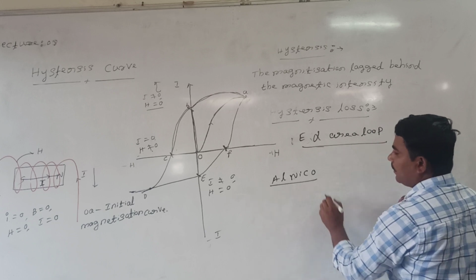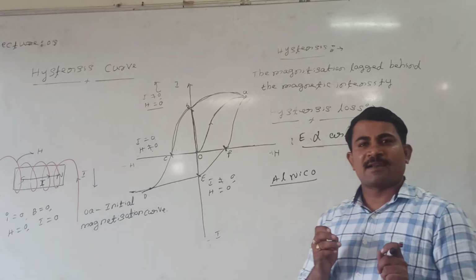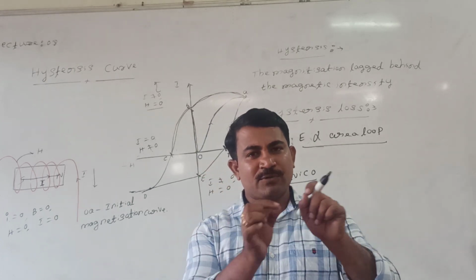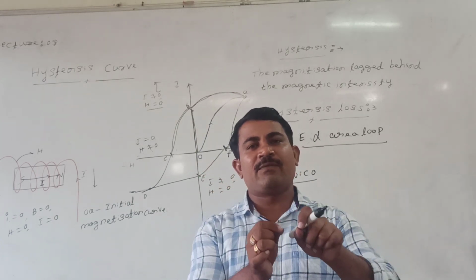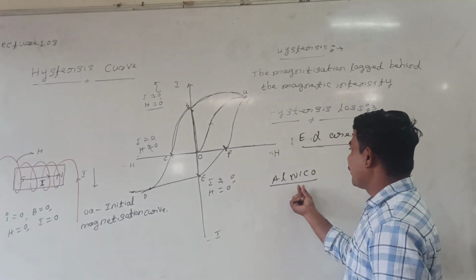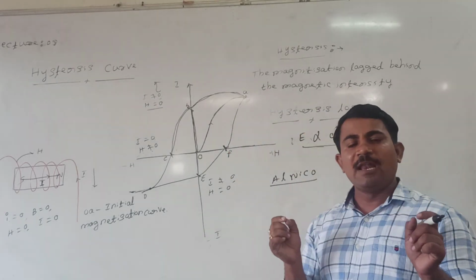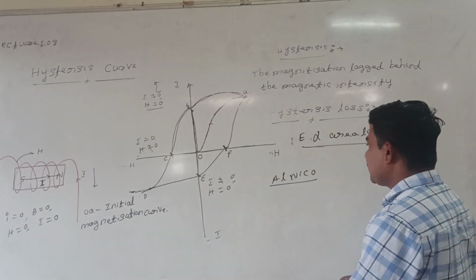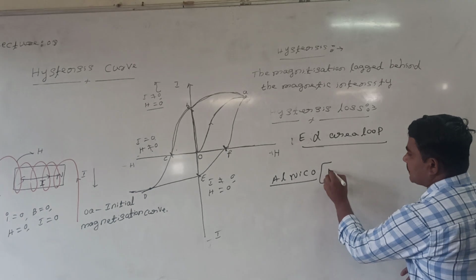What is alnico? When a ferromagnetic material is subjected to an external magnetic field, if you remove the external magnetic field, even then the magnetic field lines remain. So that we are calling a hard ferromagnetic material, and all the hard ferromagnetic materials are nothing but permanent magnets.